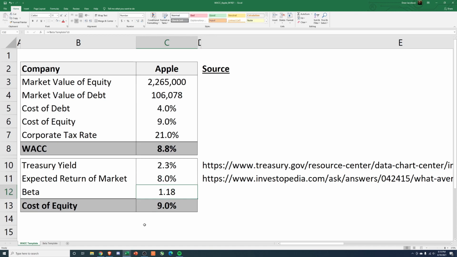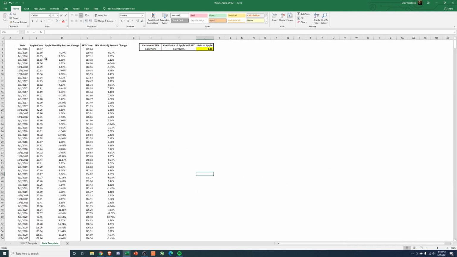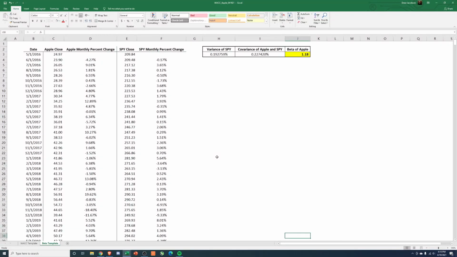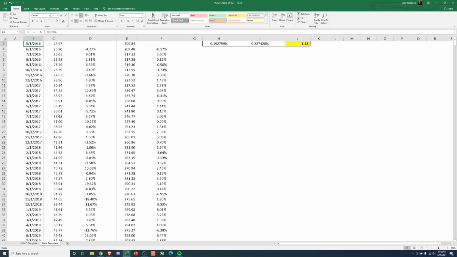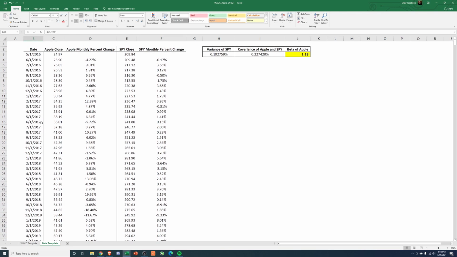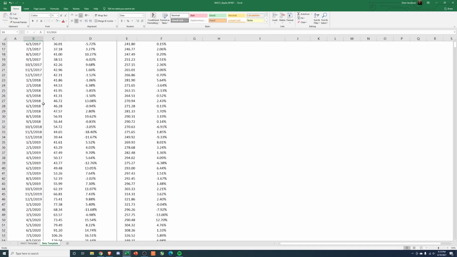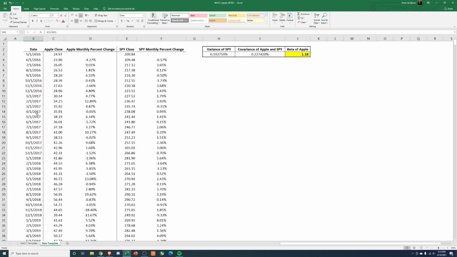So pretty straightforward. Beta, we calculate this. If you haven't calculated beta, I'll show you how real quick. So here's what you need. You need Apple's close and the monthly percentage change, and the SPY close and the monthly percentage change. I did a five-year beta based off monthly returns. You could do a one-year off daily returns. You could change things however you felt necessary. There are a lot of different ways. It's not super materially different unless the company has performed drastically different recently than in the past.